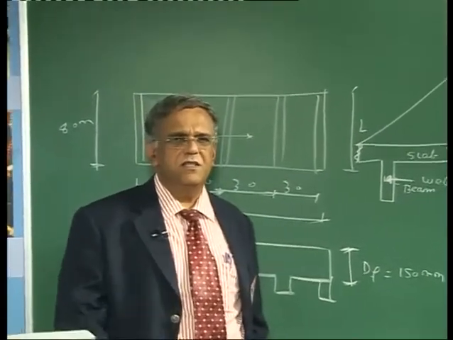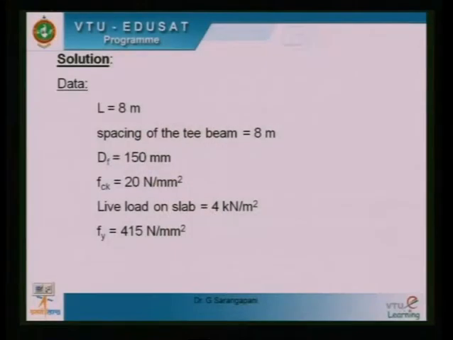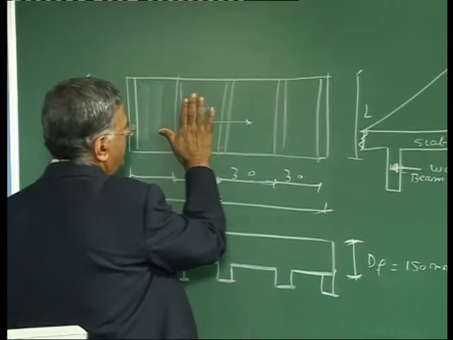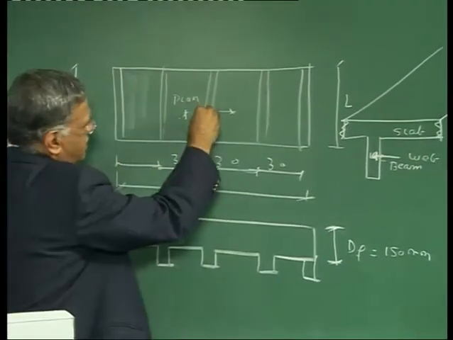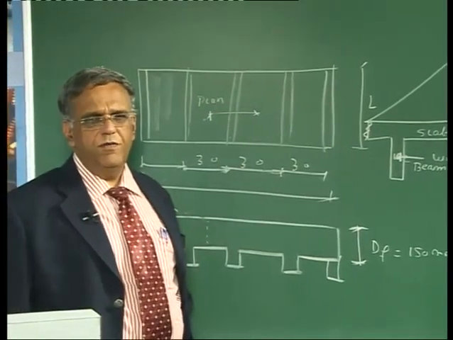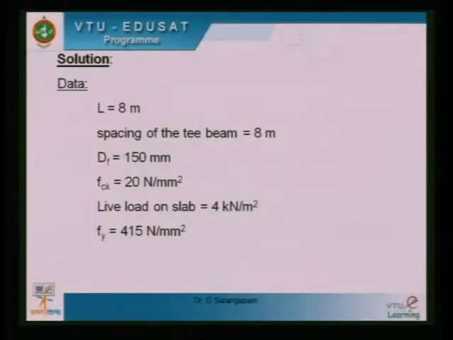The data given there is the effective span 8 meters, the spacing of the T beam 3 meters, the slab thickness Df equal to 150 mm, fck is 20 Newton per mm square, live load on the slab 4 kilo Newton per meter square. Whatever the live load is there, it is going to act on the slab, and this live load acting on the slab gets transferred to the beam. The type of steel is Fe415, therefore fy value equal to 415 Newton per mm square.